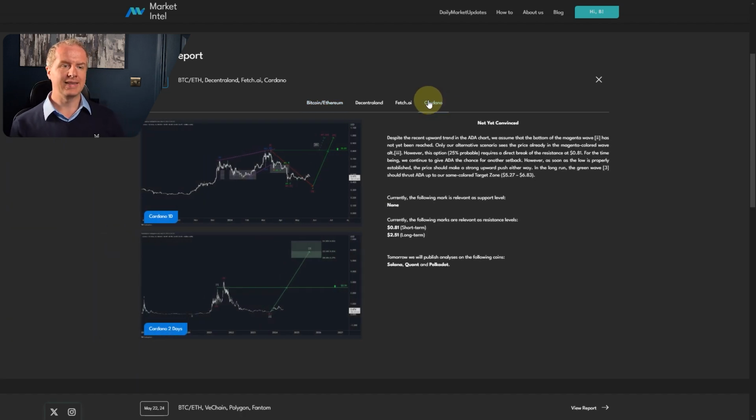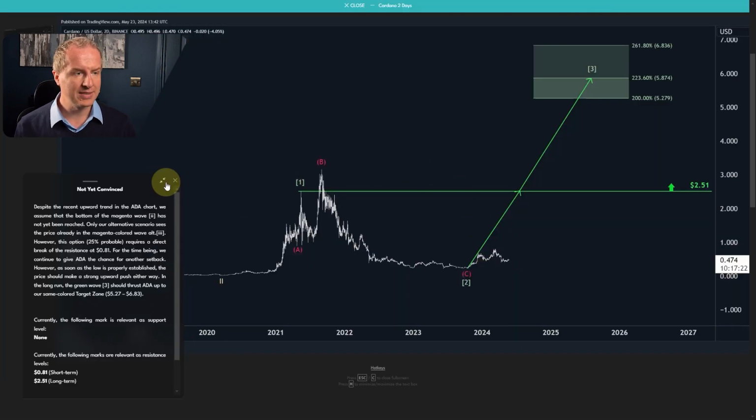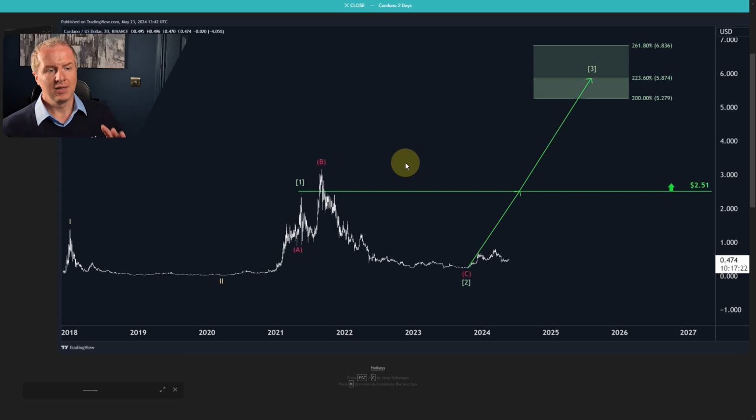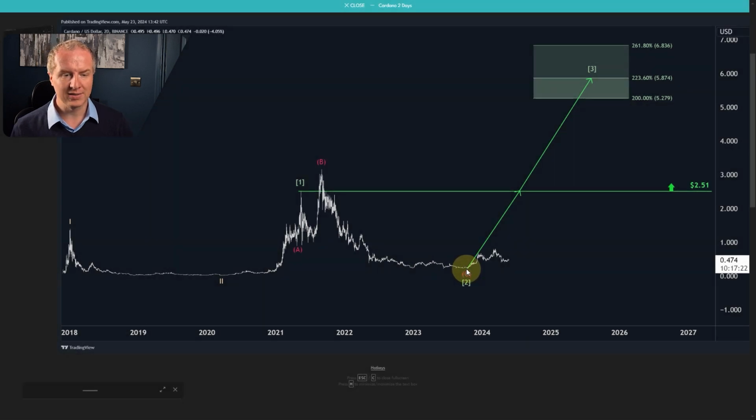So let's take a look here at the ADA chart now. Okay, so on the ADA chart, we can start actually on the 2-day time frame, and here you can see our outlook. So ADA is currently in an overall bullish structure. You can see that on this long-term chart, which is the 2-day time frame, a wave 2 likely finished last year. We see the low in September, October last year in this green wave 2. You see that this wave 2 correction was a so-called expanded flat.